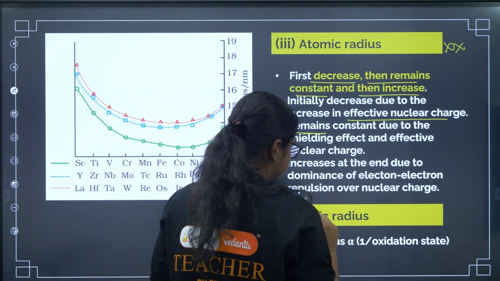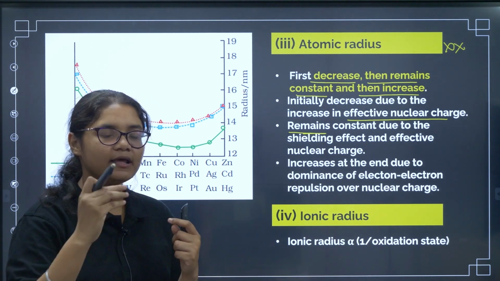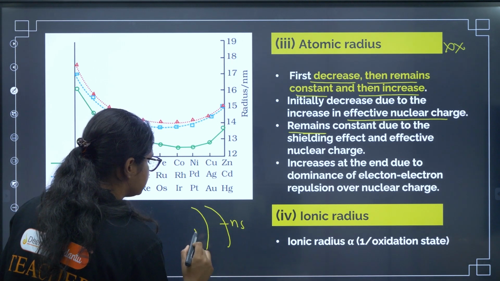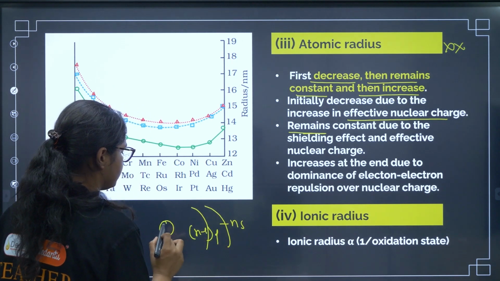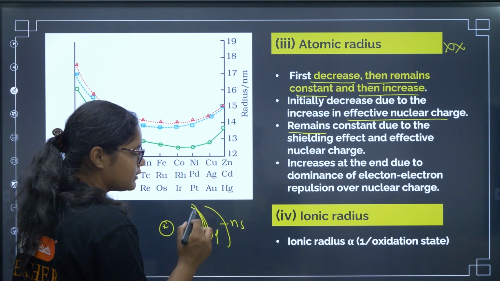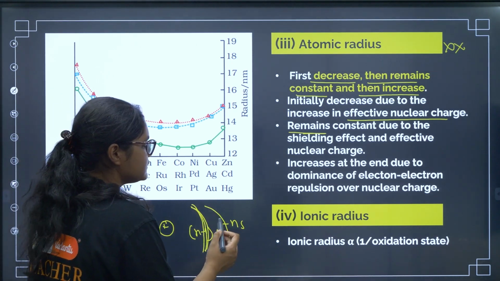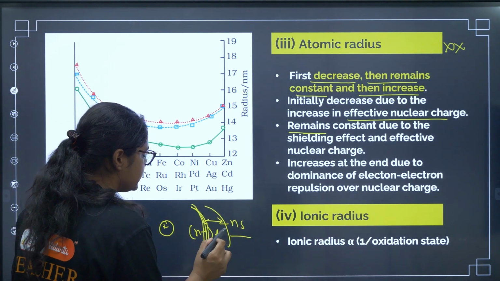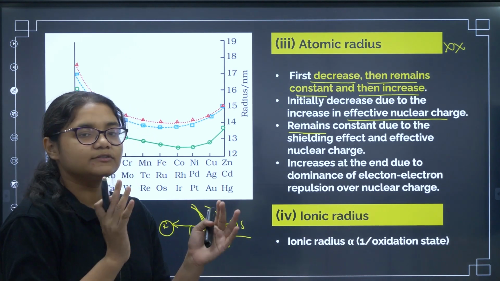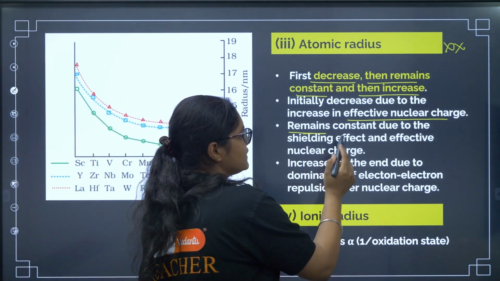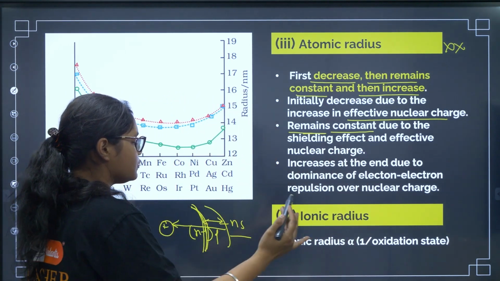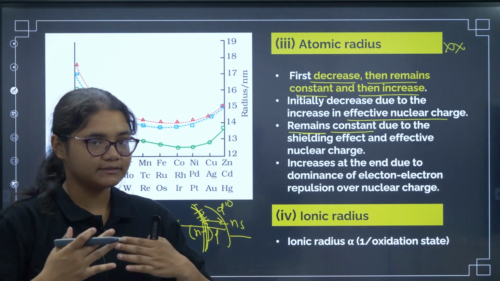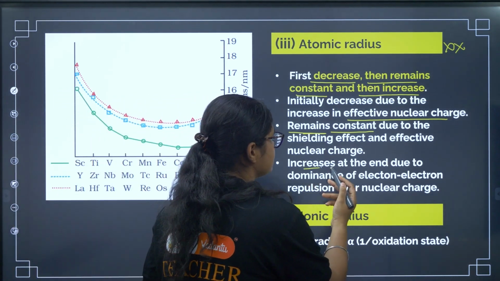Now what happens here? Why does it remain constant? As we go along a period, the d orbitals start filling. Suppose this one is ns and this is (n-1)d, and here we have the nucleus. Since the (n-1)d keeps on filling with electrons, there is inter-electronic repulsion which tries to increase the size, and there is the nuclear charge which is trying to decrease the size. So there is a counter effect, and the net result is that the size remains constant. Now when we go towards the end, where we have d10 electrons, there are 10 electrons, inter-electronic repulsions are more powerful, and then the size increases towards the end.